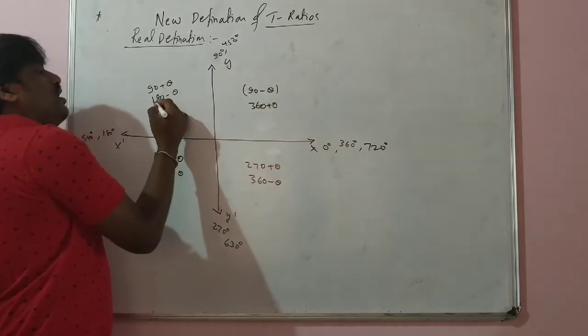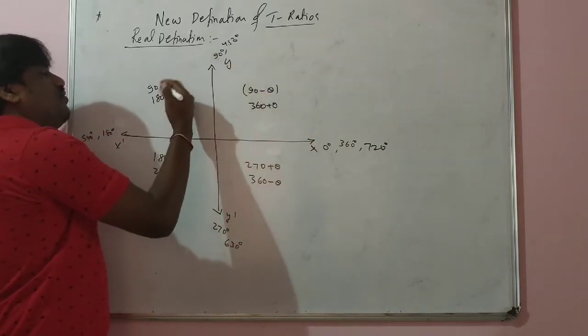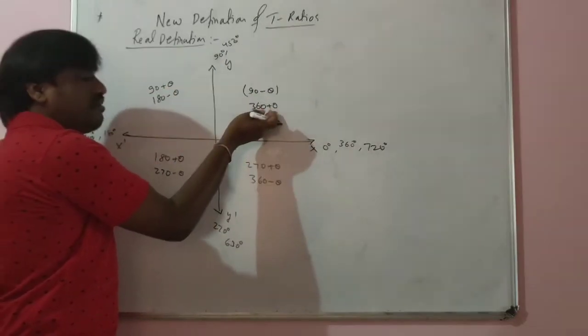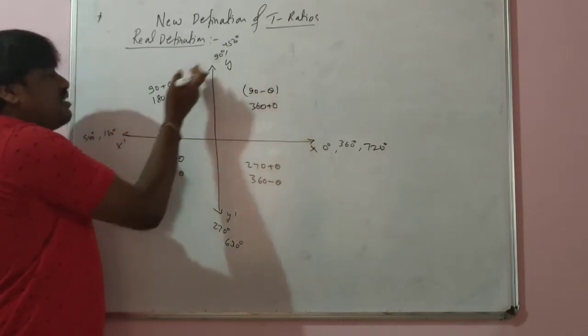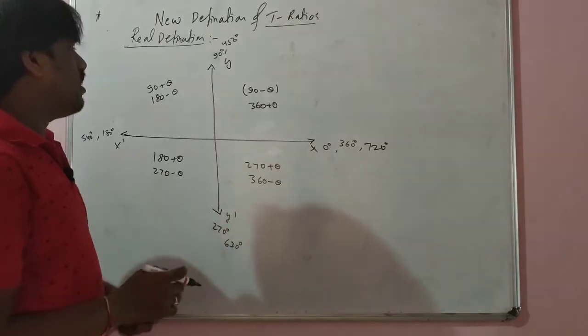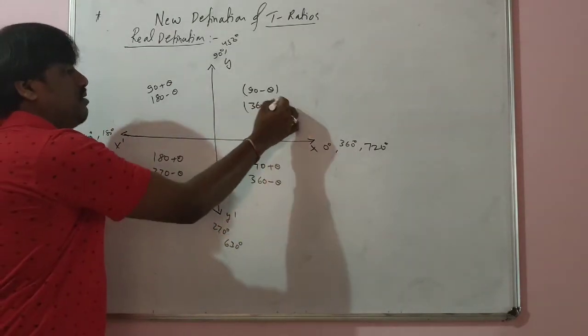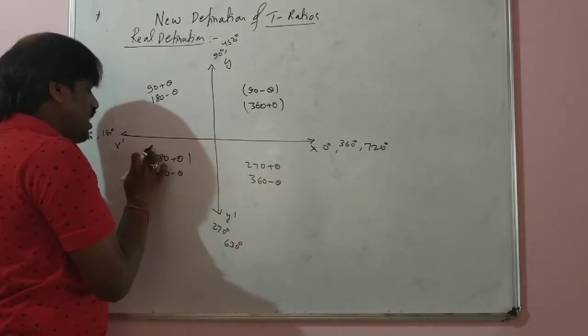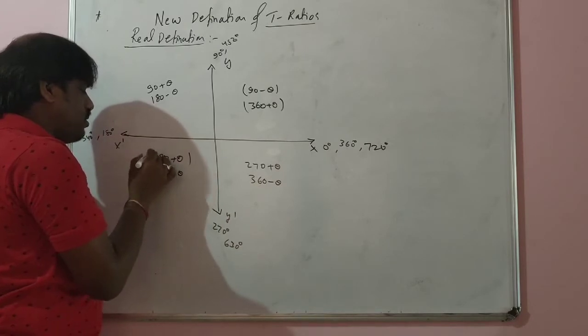If I want to go here, 450 plus theta, I can write 450 minus theta also here. So this is 450, like that, move on, we can write like this. So these are the angles in the quadrants, you have to remember them. What I am going to teach now is allied angles, the rules of that.